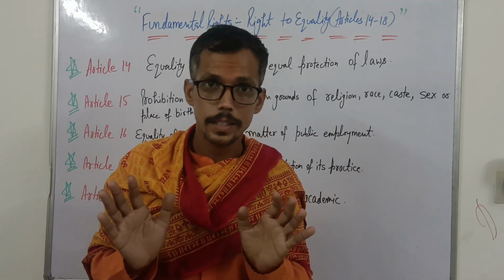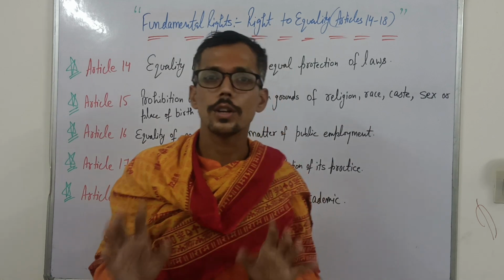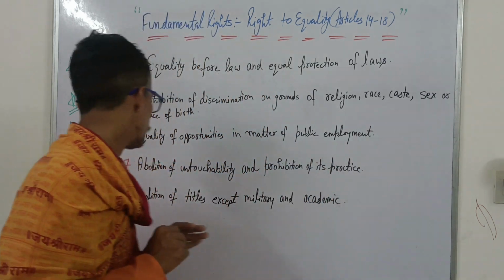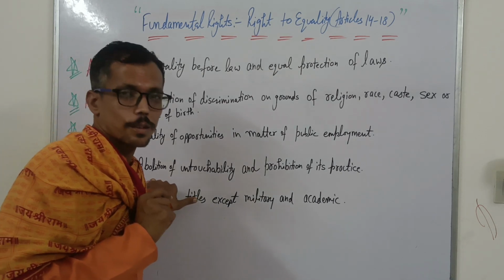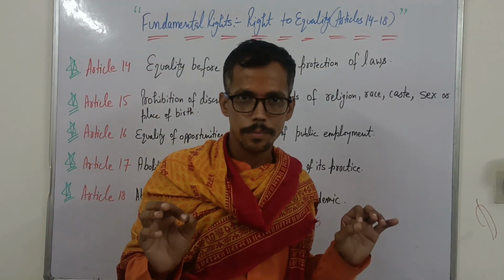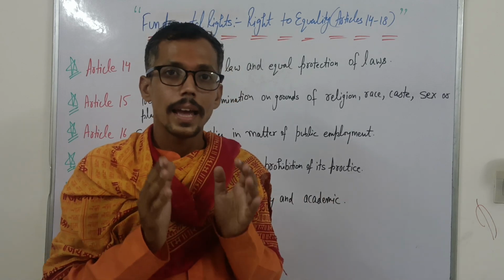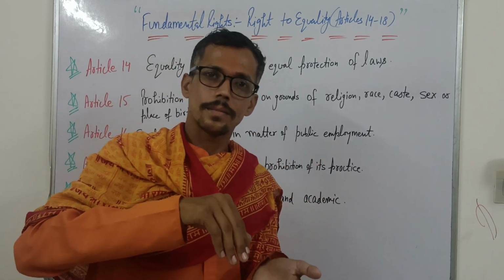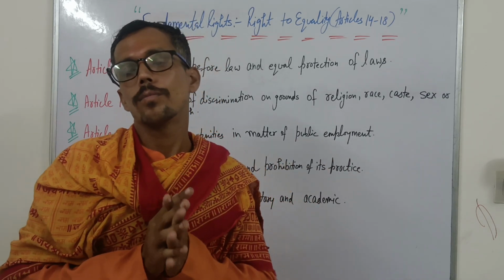Correct? So what we discussed till now is Article 14, Article 15, and Article 16. Now we are discussing Article 17. Article 17 talks about prohibition of untouchability. Please understand that Article 17 abolished untouchability, and it also forbids its practice in any form.